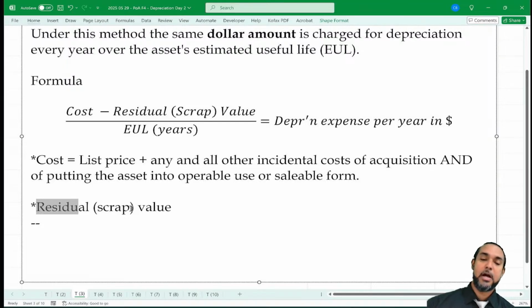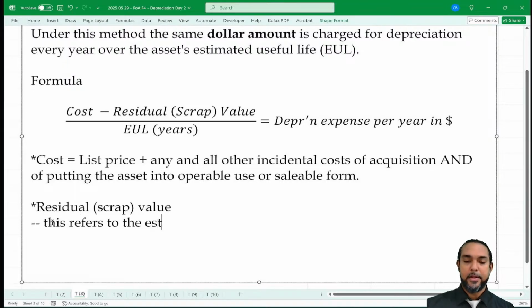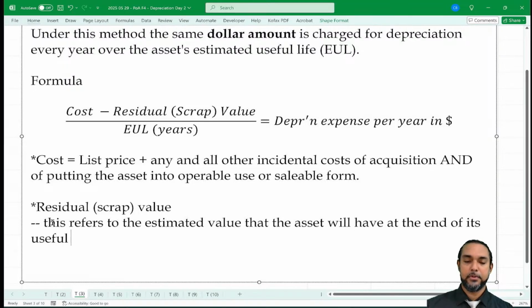It's also called scrap value because instead of selling the asset for someone else to use, you could sell it for parts or sell it to be scrapped, right? So residual value refers to the estimated value that the asset will have at the end of its useful life.